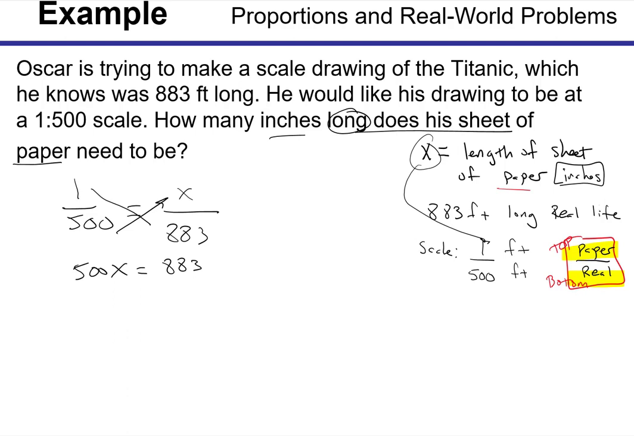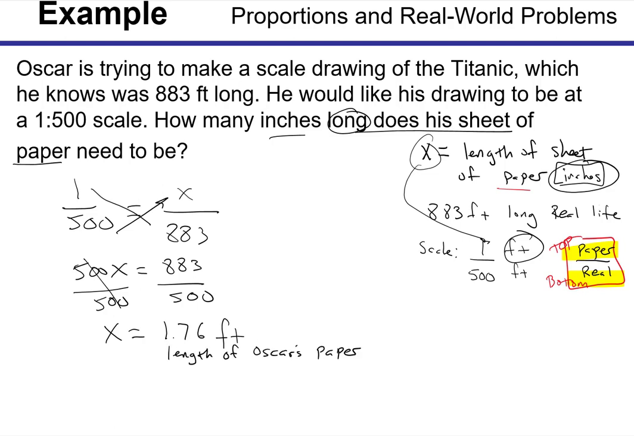So technically it says inches here, but it's not inches. The scale is 1 foot to 500 feet. So when we solve this, we're getting everything measured in feet. Now you have to probably do that in a calculator, and it turns out to be 1.76 feet. Because the scale was in feet, this X answer has to be in feet. But that tells us that Oscar's paper has to be 1.76 feet long.